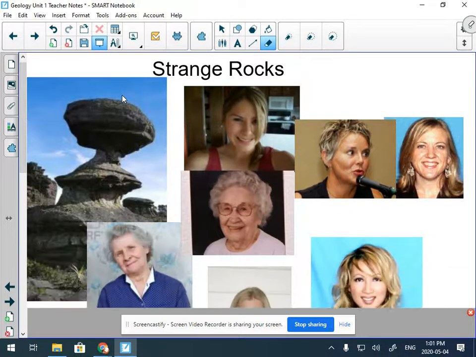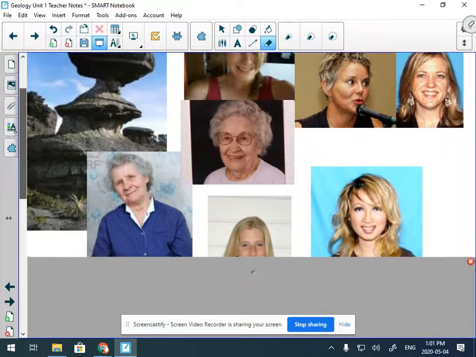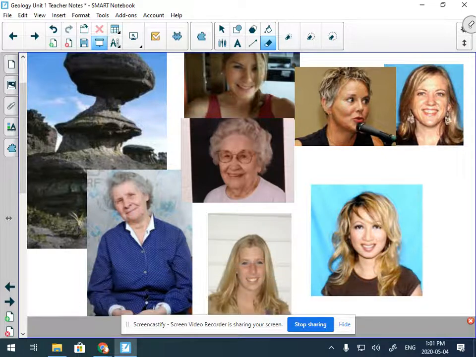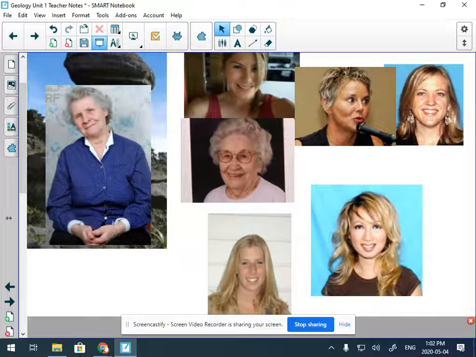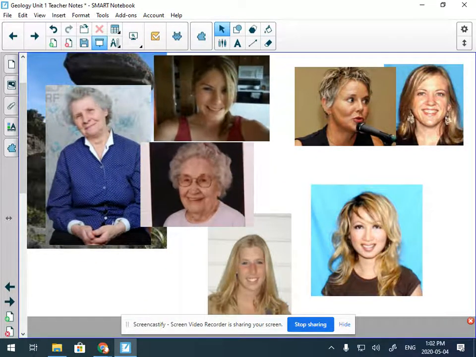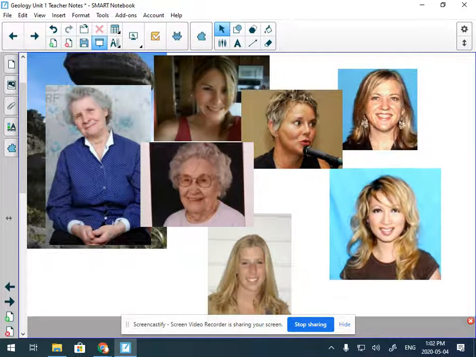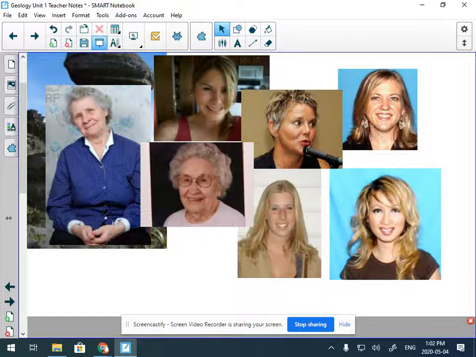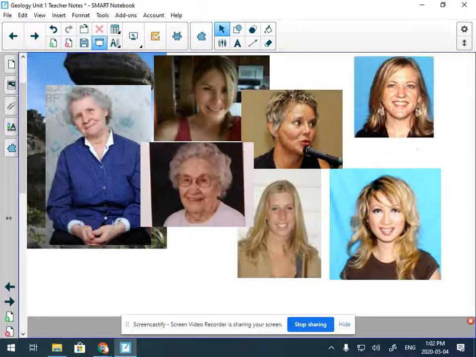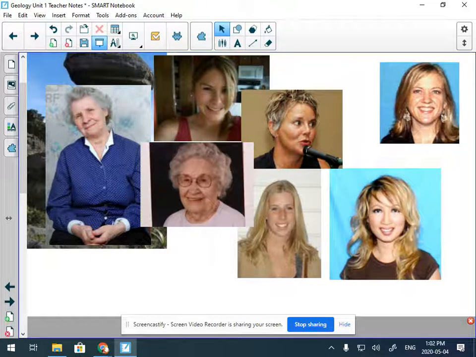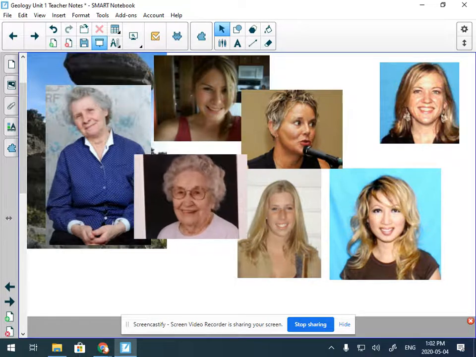Okay, so here's a bunch of pictures of some females. There we go. Look at them all. Look at all of these people. Now, unlike rocks, how could you tell how old all of these people are? Could you put them in order of youngest to oldest? Would some be easier than others? Probably. For example, I'm pretty sure this person isn't as old as this person.